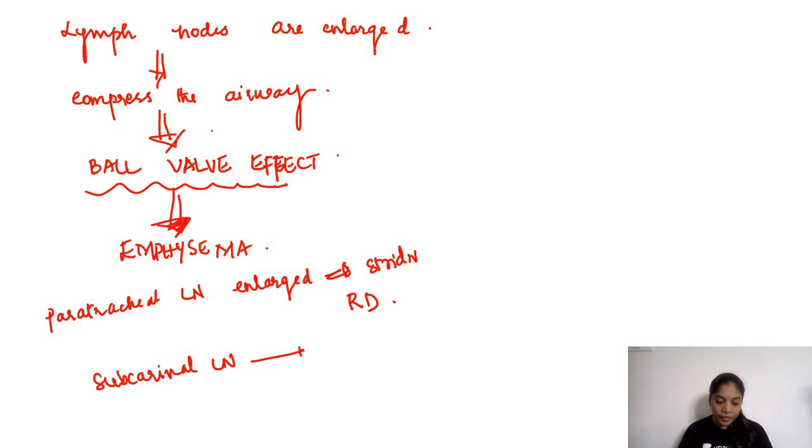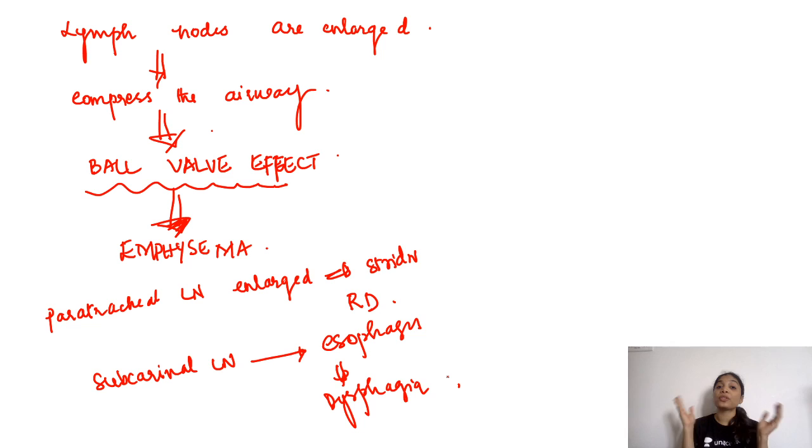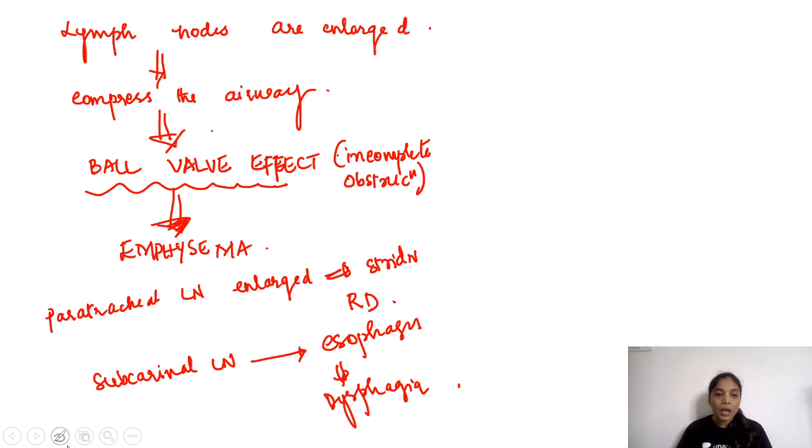If those lymph nodes are involved, then it will cause obstruction of the esophagus, which can lead to dysphagia. This is an incomplete obstruction, right? If there is a complete obstruction, it can lead to atelectasis.